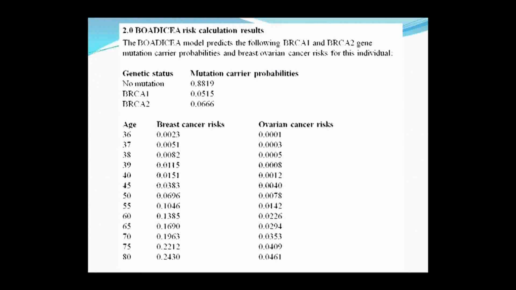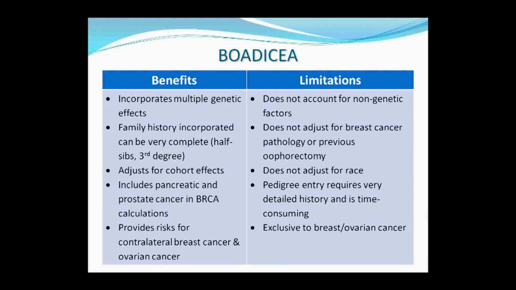Again, what you have from Boadicea is a calculation of BRCA mutation likelihoods and age-adjusted risk over time. The benefit of this particular model is it looks at not only BRCA1 and 2, but other potential genetic effects. You can insert very detailed family history, also just for cohort effects, and unlike BRCA Pro, it does include pancreatic and prostate cancer in the calculation, and it also provides specific risk for contralateral breast cancer and ovarian cancer in individuals with a previous history of breast disease or breast cancer.